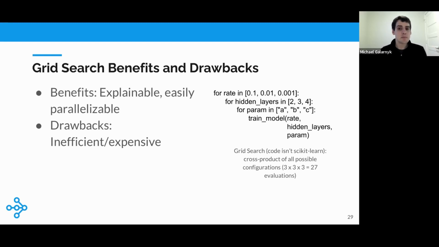One of them is that if you're trying everything, it's relatively inefficient and expensive, especially if you have limited computing resources or limited time. So we see that the code on the right is actually not Scikit-Learn code. I just have it here for teaching purposes. For grid search, if you have three hyperparameters you want to tune, like learning rate, hidden layers for a neural network, or a different parameter, what you essentially have is a cross product of all possible configurations. You have three different values for this hyperparameter, and this one, and this one. So you're effectively looking at 27 evaluations, which can be not too bad as far as modern machine learning. But if you have a lot of different hyperparameters and a lot of different values, this can get out of hand relatively quickly.